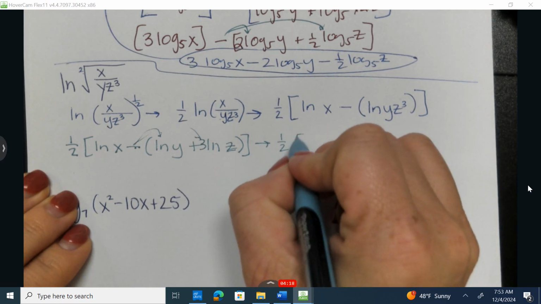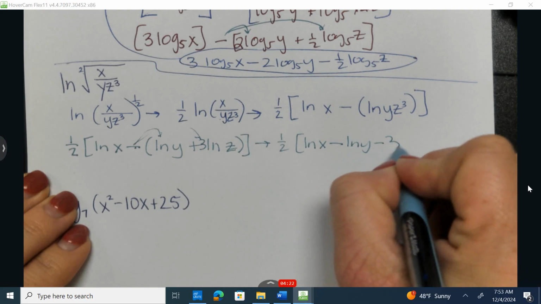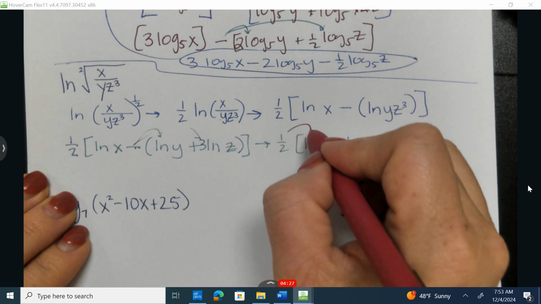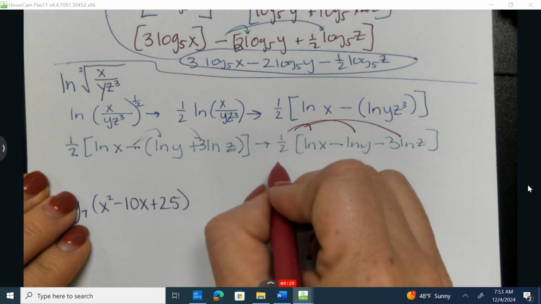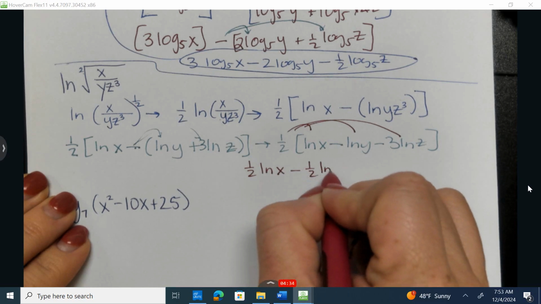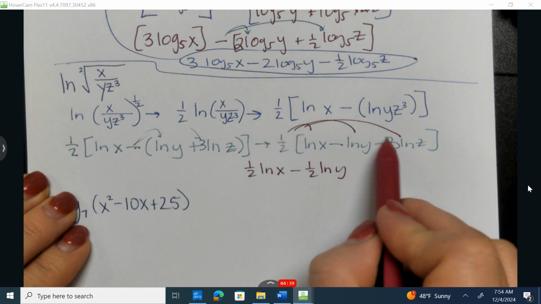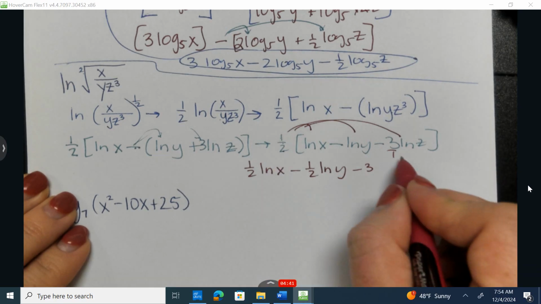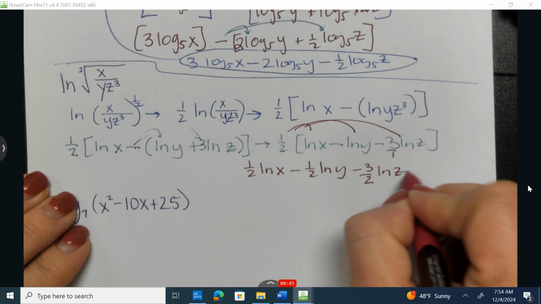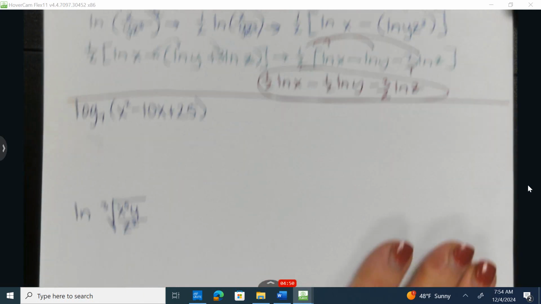Okay, next I'm going to take this subtraction and distribute it to both terms behind. So I have 1/2 ln of x minus the ln of y minus 3 ln of z. And then my very last step is going to be to take that 1/2 and distribute it to all 3 terms. 1/2 ln of x minus 1/2 ln of y. Now what's half of 3? Well, we can multiply. 1 times 3 is 3. 2 times 1 is 2, so we have 3 halves, or 1.5 ln of z. Let's look at our third example.